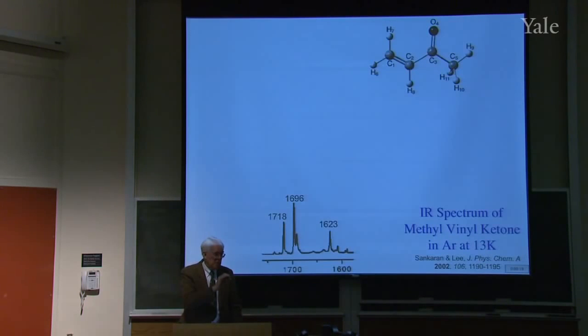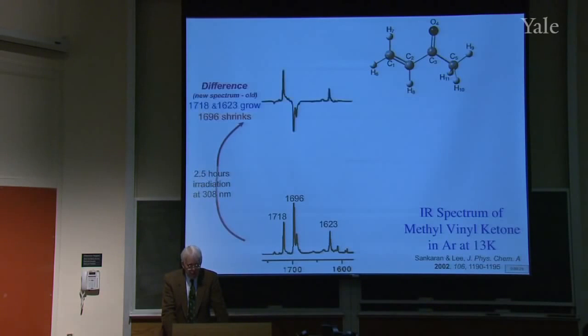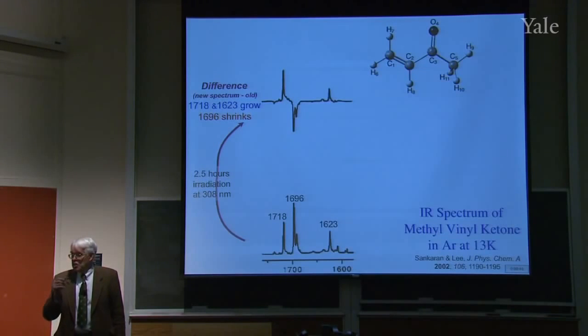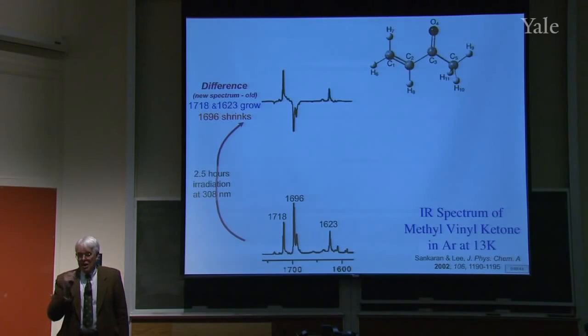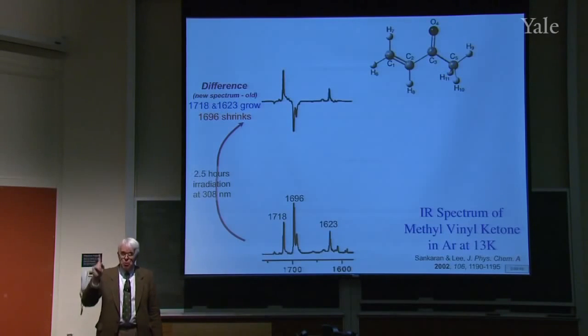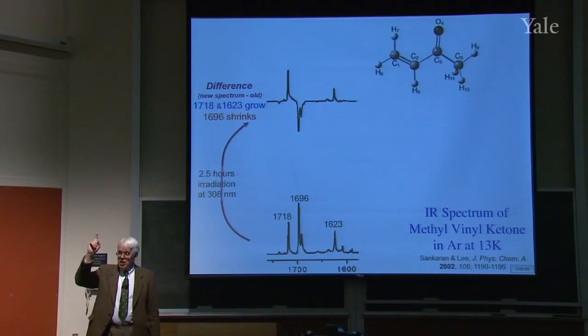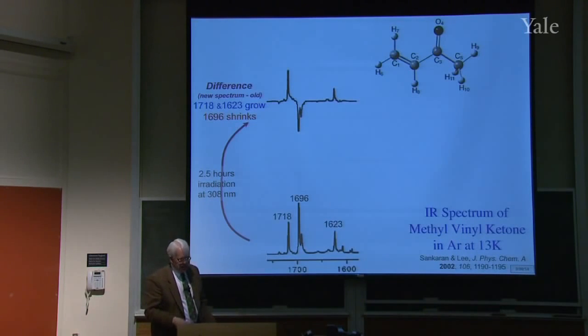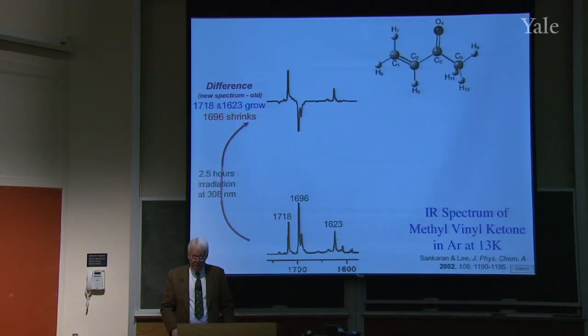These aren't exactly the same frequencies we saw in the previous slide because that was measured in solution. This is measured in an argon solid. So there's a little influence of the neighbors on the frequency. Okay? But if you photolyze that at 308 nanometers for 2.5 hours, and then look at the difference between the spectrum you have now and the spectrum you had before, you see that some peaks have gotten stronger, they point up, and those that have gotten weaker go down. So you see that peak at 1696 went down, not up.